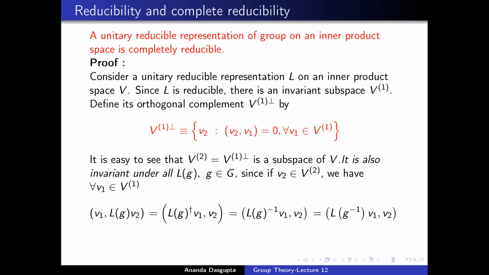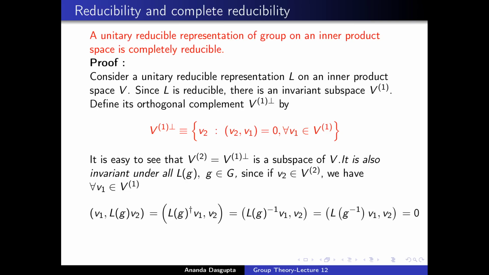Now note that L of G inverse v1 is one of the vectors in capital V1 because G inverse is in capital G, so L of G inverse is an operator in the representation, and capital V1 is invariant under all the operators in the representation L, which means it's also invariant under L of G inverse. Hence, L of G inverse acting on v1 is a vector in capital V1. And thus, by our definition of capital V2, small v2 is orthogonal to it. So this inner product is 0.